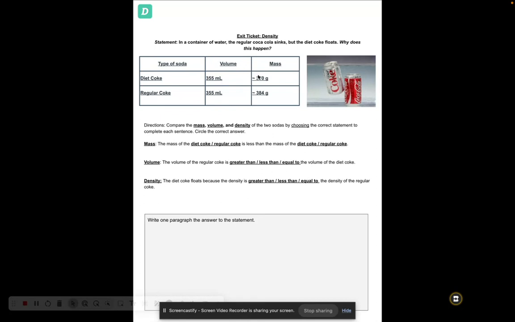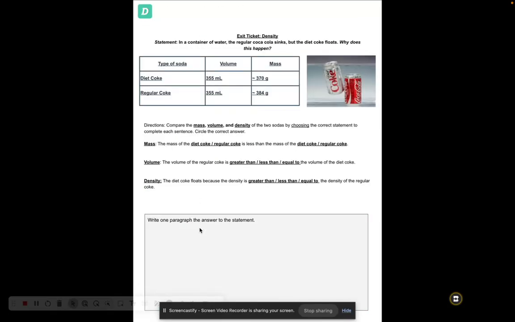Density. Now you're going to use for each one of them, you're going to remember, get the density, which is mass divided by volume. So you're going to take the 370 divided by 355 for the Diet Coke and the 384 divided by 355 for the regular Coke. And then you're going to get the answer to that.